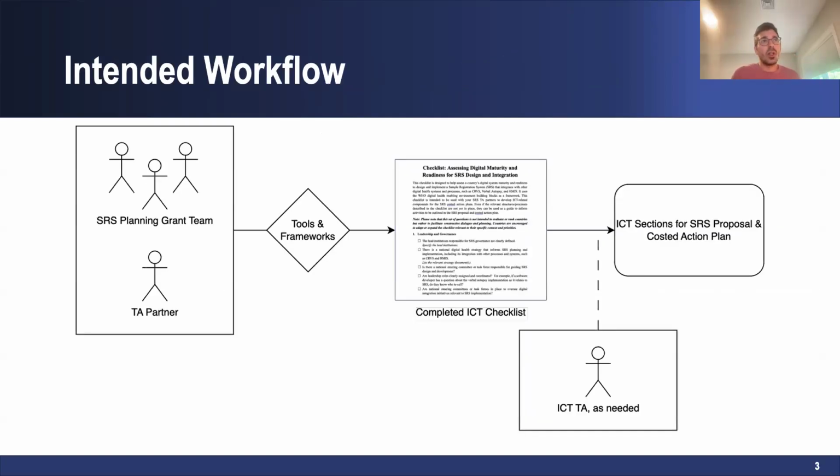The intended workflow for this checklist looks something like this. We have the SRS planning grant teams working with your TA partners to use a set of tools and frameworks to complete your ICT checklist. The checklist document itself that Kelsey sent out this morning or last night, I don't remember, has a set of questions in it. And at the back of that checklist, there is a table listing tools and frameworks that you could use to answer all of those questions.